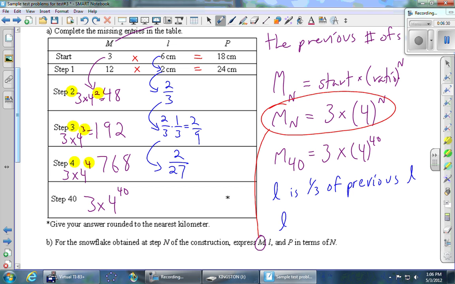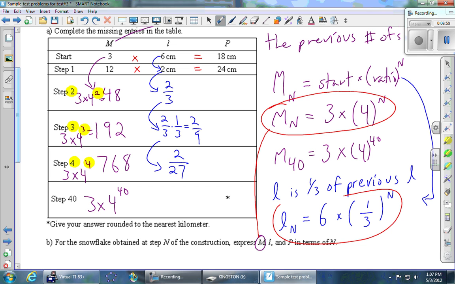And so if I want a formula here, Ln equals, so we're doing the same kind of pattern. It's the starting length, the starting number was 6 in this case, times, and now we need the ratio. What do we multiply everything by to get to the next entry for that length column? It's always times 1/3. That's your magic ratio. And then it gets raised to the n. So that formula is the answer to the part B question for finding L.